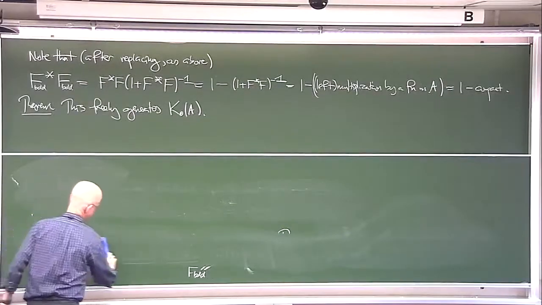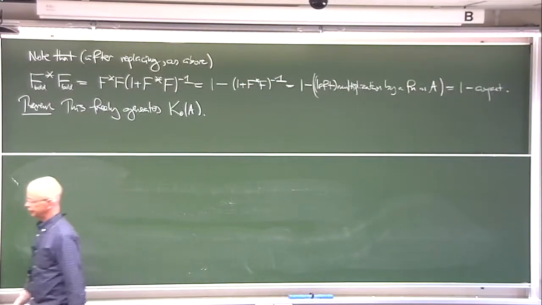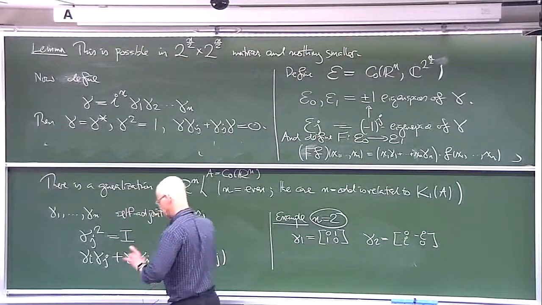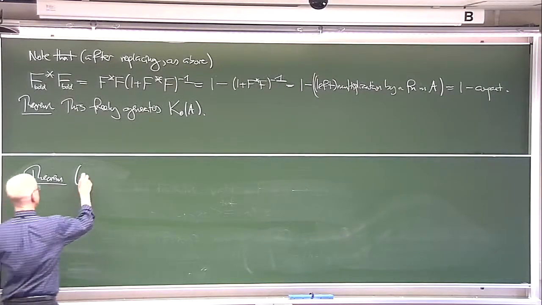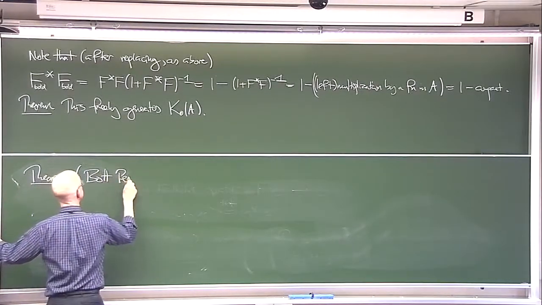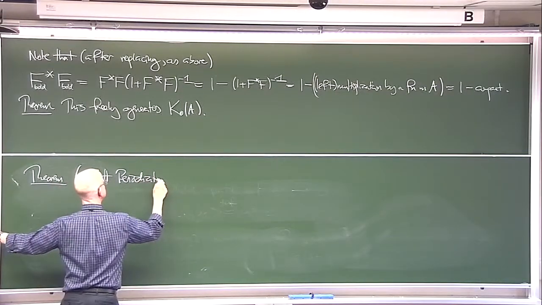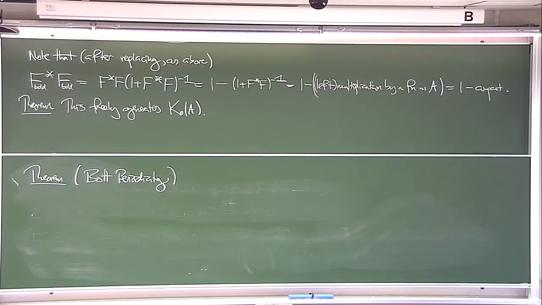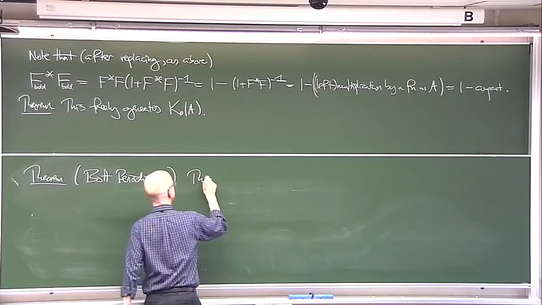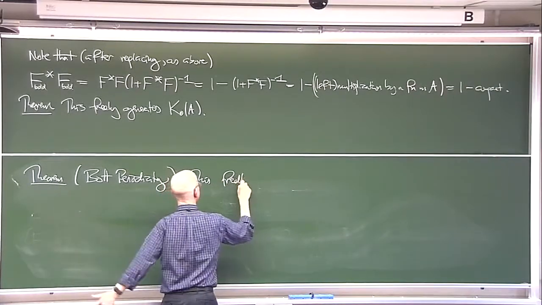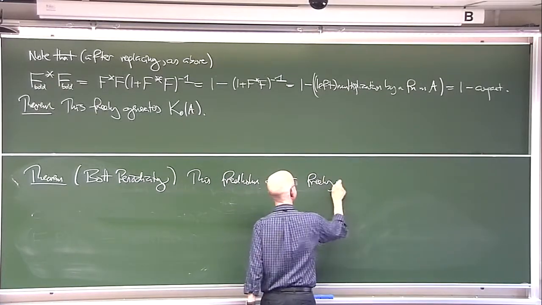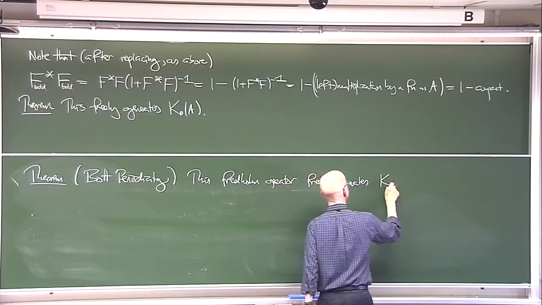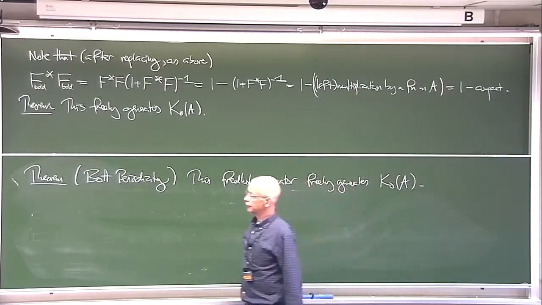Now the theorem, which is basically the famous Bott periodicity theorem, is as follows. This is a much harder calculation to do in general. The theorem is that indeed this Fredholm operator defined in this way freely generates this K theory, where A is C_0(R).